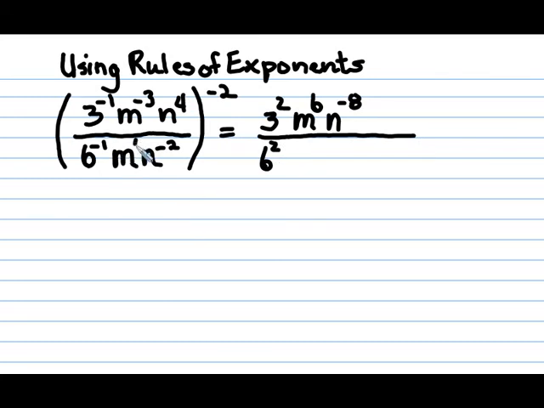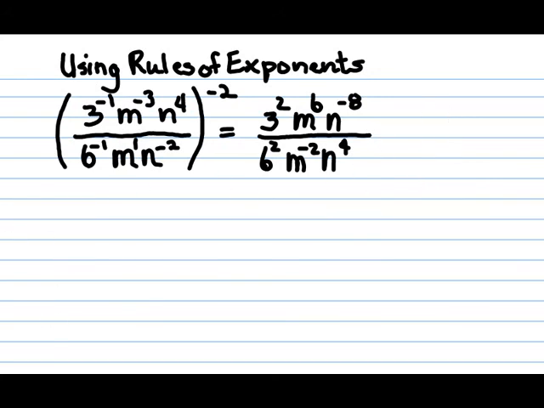Now remember, the m has a 1 on it, this m. So 1 times a negative 2 gives me m to the negative 2. And then lastly, I have an n that has a negative 2. So a negative 2 times a negative 2 gives me a positive 4. Okay, now we've got it that far.